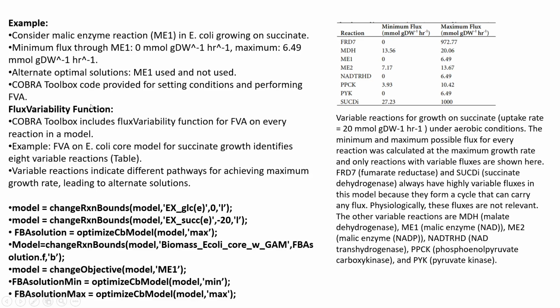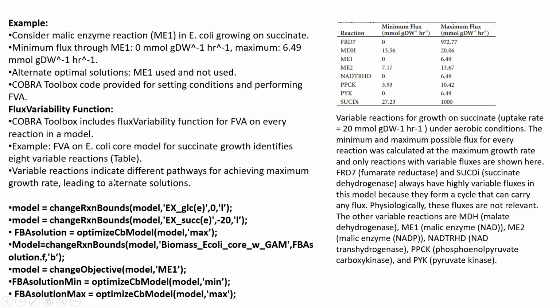Now, how do you do FVA? In your Cobra toolbox, it has that FVA function that runs on every reaction of the model. This example is FVA on the E. coli core model. These models are available within the Cobra toolbox. If you look, you'll get these. So this is FVA on the E. coli core model for succinate growth, and it identifies 8 variable reactions. These are the reactions that you see in this table, the 8 variable reactions that you get from FVA.